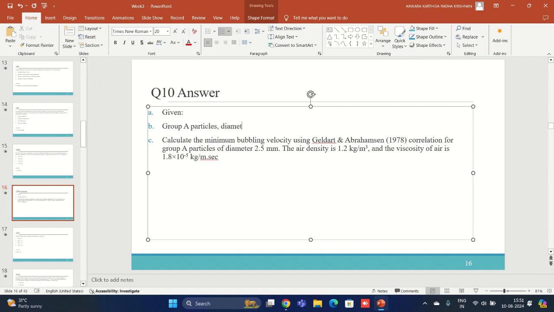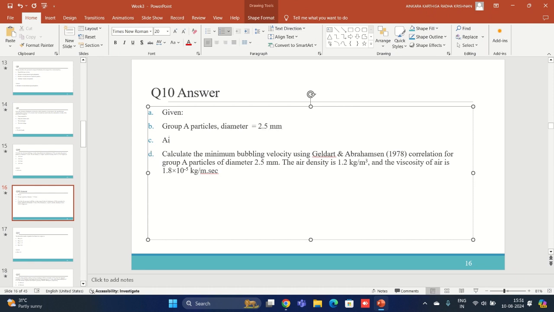So given is group A particles, and diameter is 2.5 mm, and air density is 1.2 kg per meter cube, and viscosity is equal to 1.8 into 10 power minus 5 kg per meter second. So this is the given.